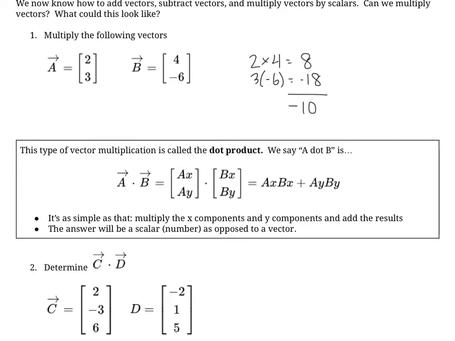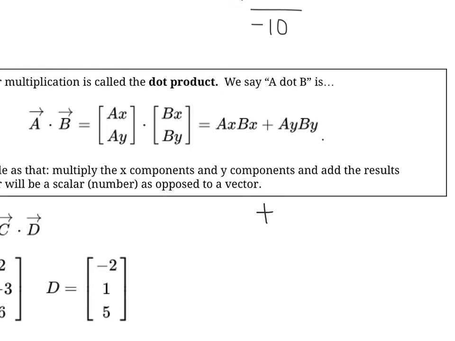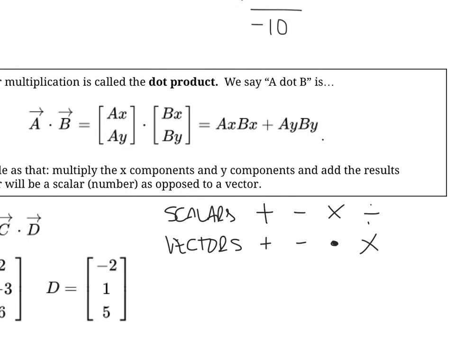So notice, if we look at scalars, just regular numbers, we have four operations basically: plus, minus, multiplication, division. For vectors, we have adding and subtracting still, but instead of multiplication, we basically have two versions of multiplication. We have one that's the dot product, and then one that's the cross product. It just looks like an X, sort of like multiplication does, but it's a different process altogether. So those are the four operations we can do with vectors.